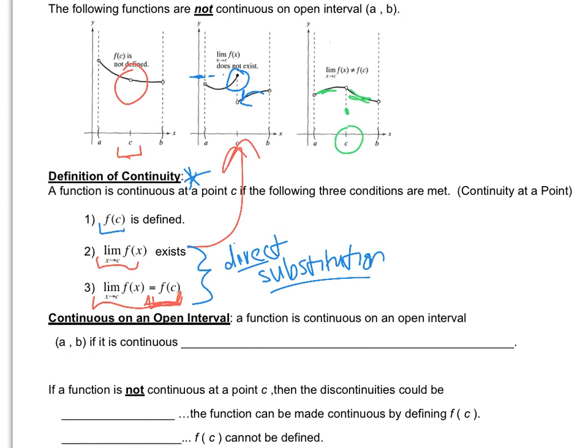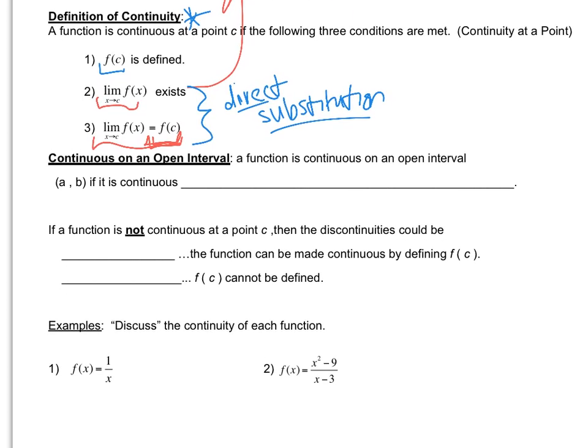Then we have this other formal definition of continuity on an open interval. A function is continuous on an open interval a, b, so from some x value to another x value, as long as it's continuous at every single point in the interval. So if it's continuous at each point in the interval, it's continuous on the interval.